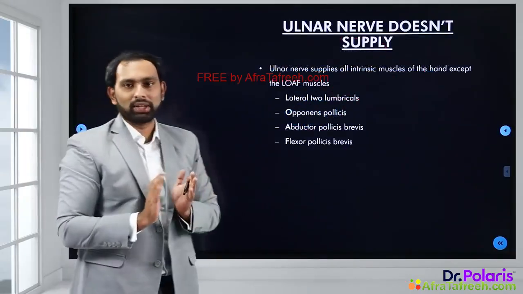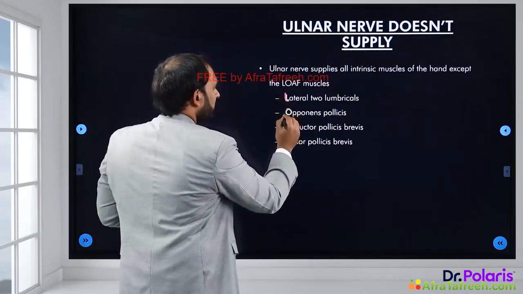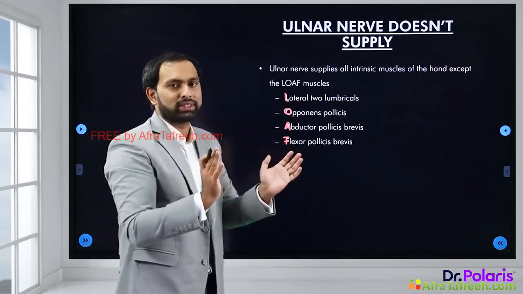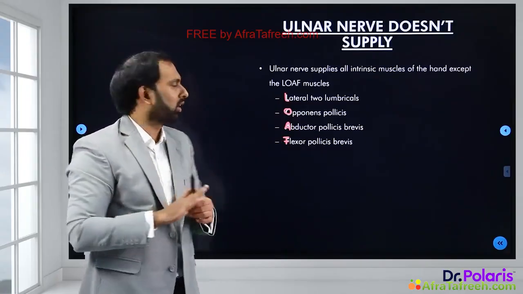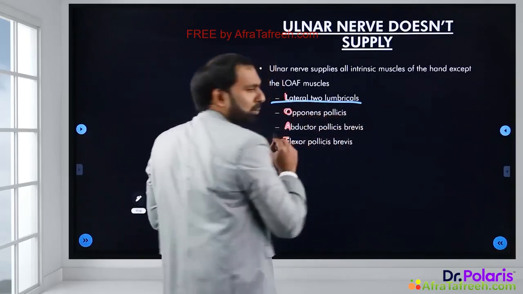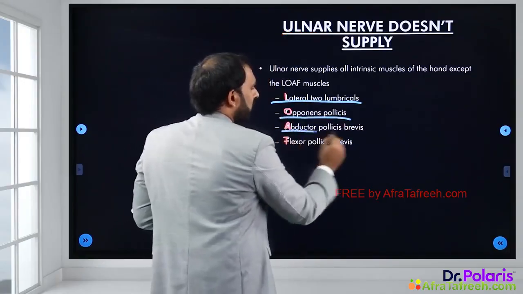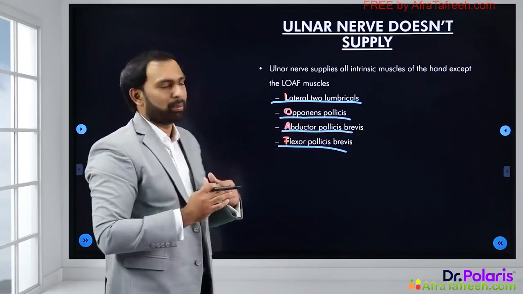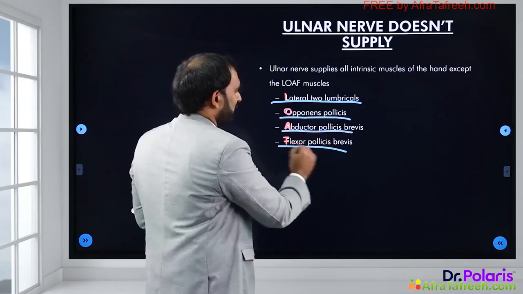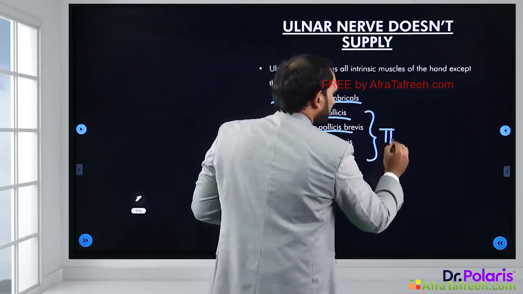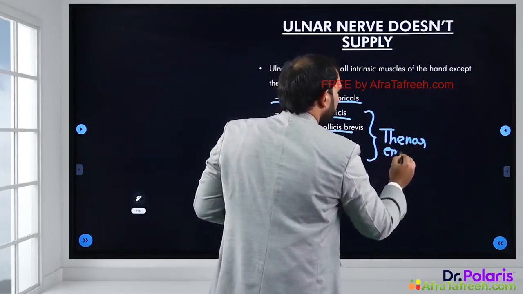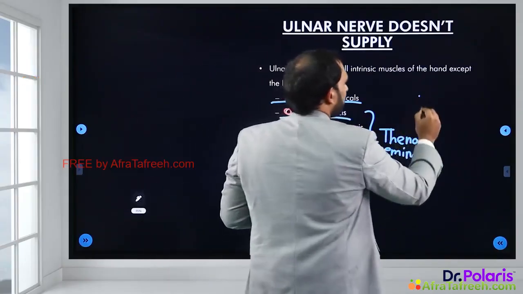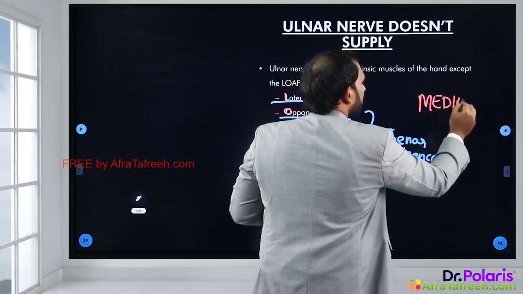A very simple way of remembering this is a mnemonic, that is LOAF. So these are the four intrinsic muscles that are not supplied by the ulnar nerve. All of the other muscles in the hand are supplied by the ulnar nerve. These four muscles, that is the lateral two lumbricals, the opponens pollicis, abductor pollicis brevis, and the flexor pollicis brevis, are not supplied by the ulnar nerve. So what are these muscles supplied by? We know that the opponens pollicis, abductor pollicis, and flexor pollicis are part of the thenar eminence. So this thenar eminence and the lateral two lumbricals are supplied by the median nerve.